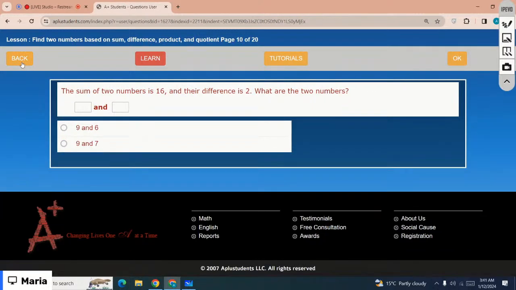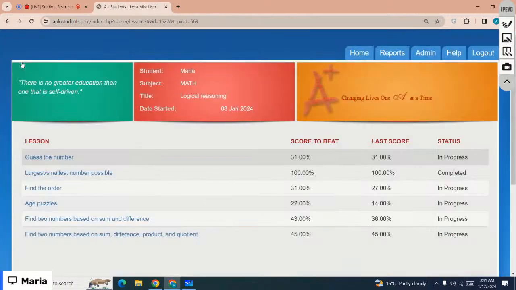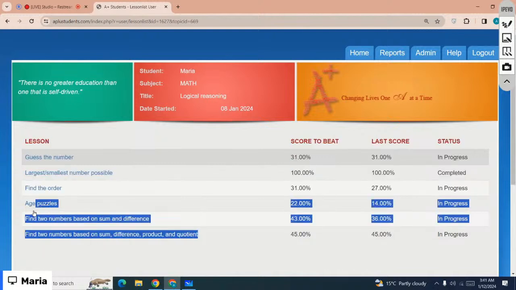So, we were working on grade 3 math. The chapter we were working on is logical reasoning. The lessons we have covered today are age puzzles, find two numbers based on sum and difference, find two numbers based on sum, difference, product, and quotient, right?